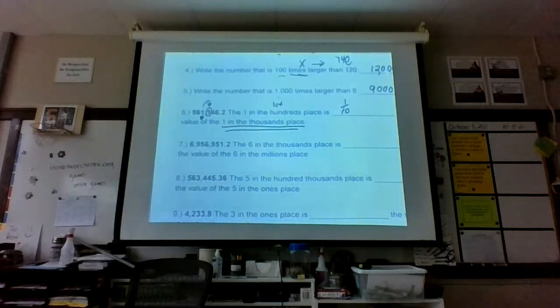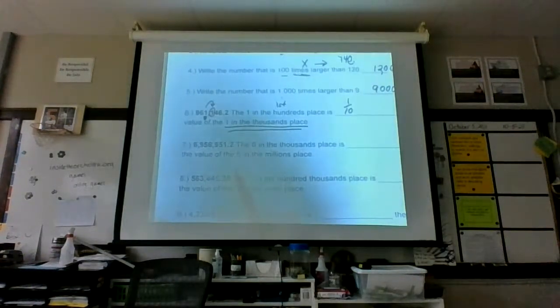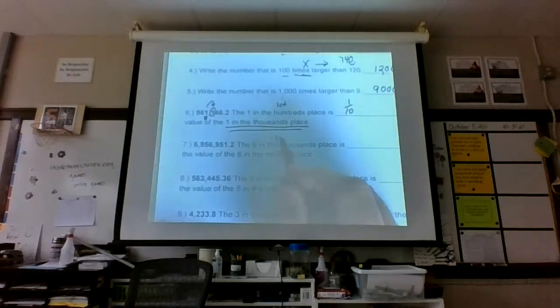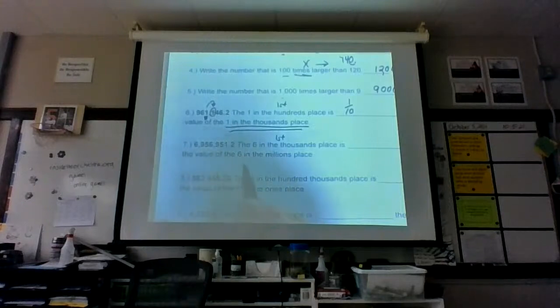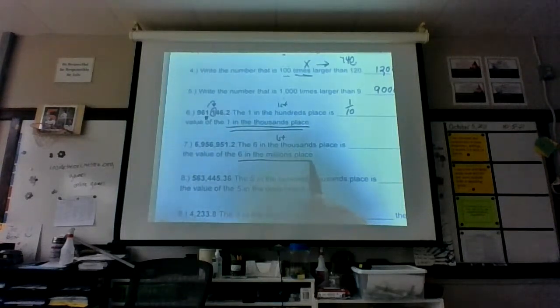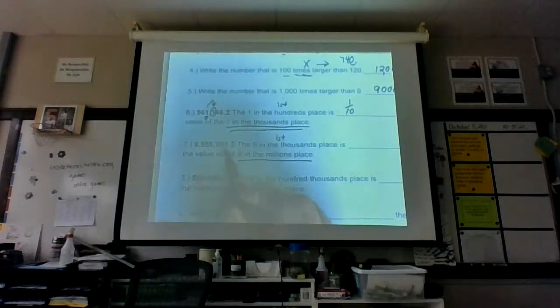Seth, that next one, it is 1/10,000. 1 over 10,000. Okay, so you think that one's a fraction too? Let's check and see if he's right. The 6 in the thousands place, that's the first number mentioned, is how much of the value of the 6 in the millions place. So I'm going to go find the 6 in the millions place.